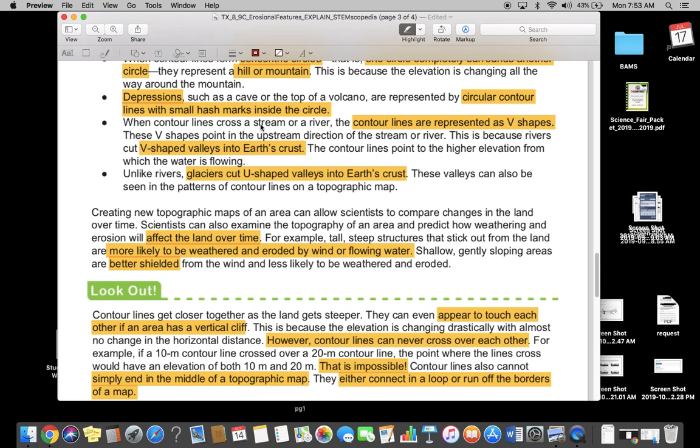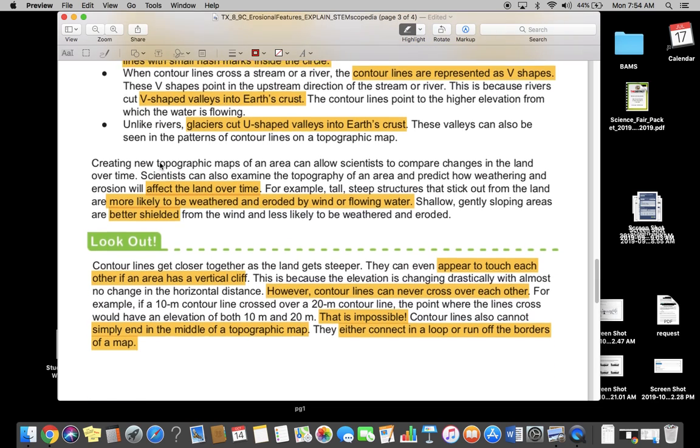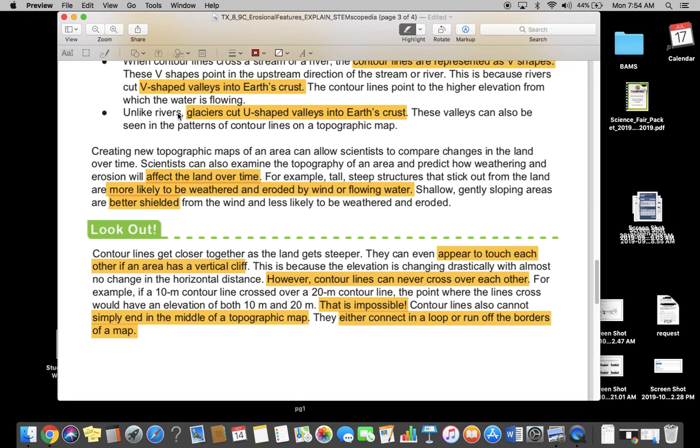When contour lines cross a stream or a river, the contour lines are represented as V-shapes. These V-shapes point in the upstream direction of the stream or river. This is because rivers cut V-shaped valleys into Earth's crust. The contour lines point to the higher elevation from which the water is flowing. Unlike rivers, glaciers cut U-shaped valleys into Earth's crust. These valleys can also be seen in patterns of contour lines on a topographic map.